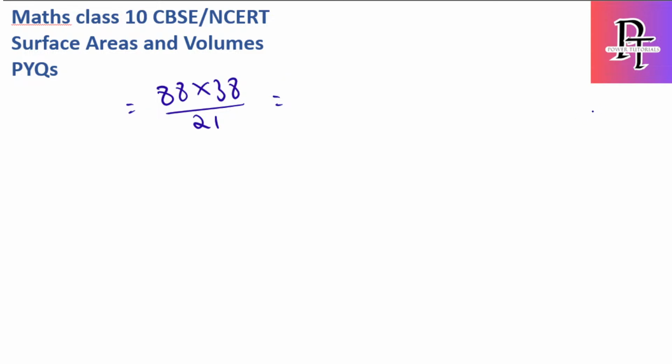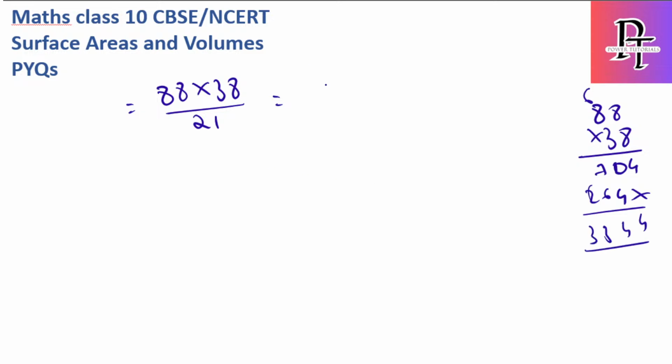So it is just a multiplication part. Into 38, 8 6s are 48... 64 plus 6 is 70, 8 3s are 24.